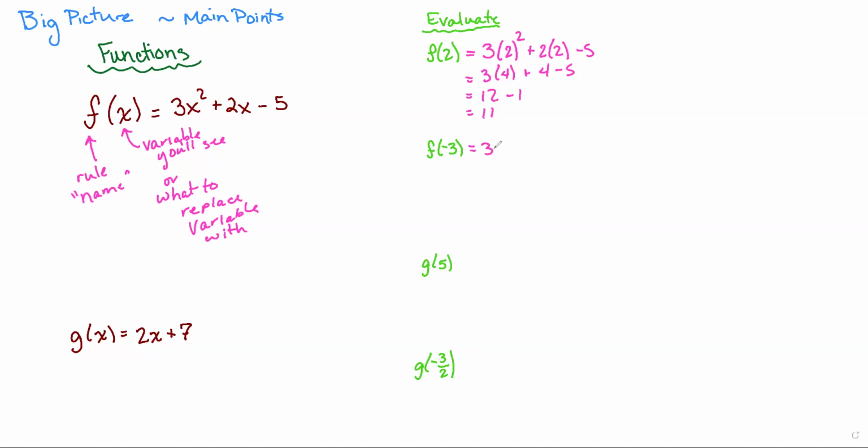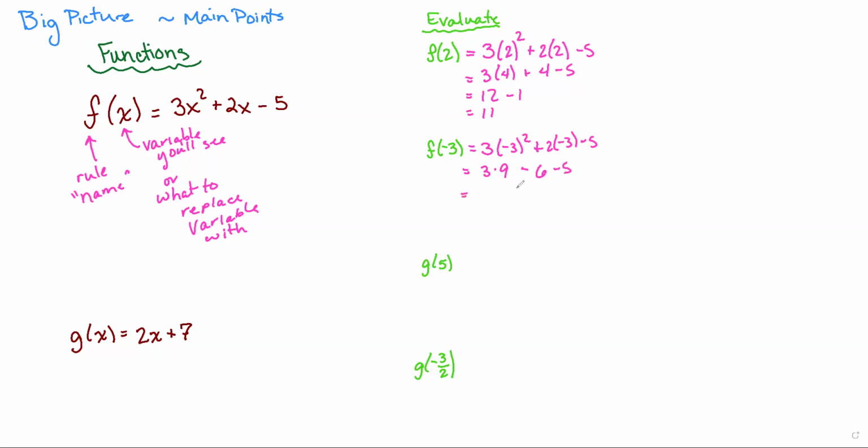Be careful with your order of operations. So this is 3 times -3 squared plus 2 times -3 minus 5. So -3 squared is -3 times -3, which is 9. So this is going to be 3 times 9 minus, because the 2 times the -3 is -6, minus 5.